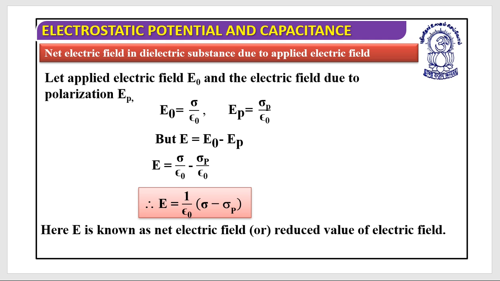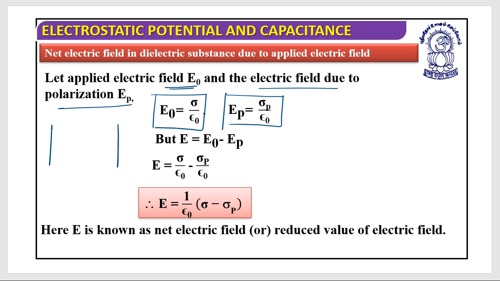What we know is that the applied electric field is E naught, and the electric field due to polarization is EP. So let's have the values of E naught and EP. E naught is equal to sigma by epsilon naught, and EP, the electric field due to polarization, is sigma p divided by epsilon naught. So both have different directions.